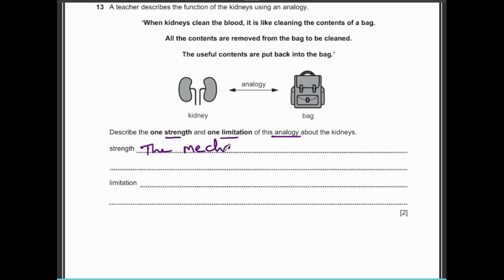The mechanism, the explanation that is given here. The mechanism of cleaning is similar. That is, useful substances are separated, separated of useful material.